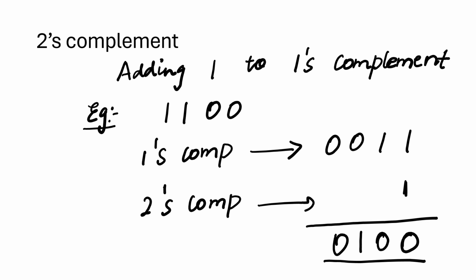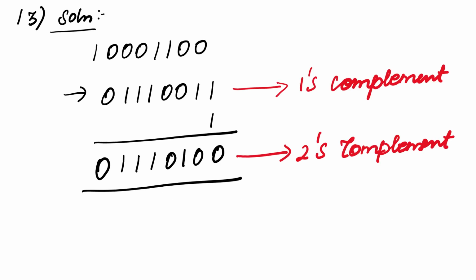For example, 1100. 1's complement is inverting all the bits: 0011. 2's complement means we have to add 1 to the 1's complement. Like this way, we have to find the 13th question. Solution: 10001100 is the question.